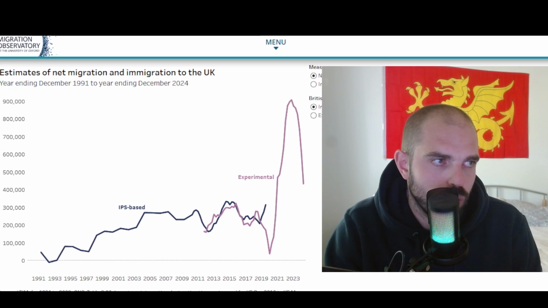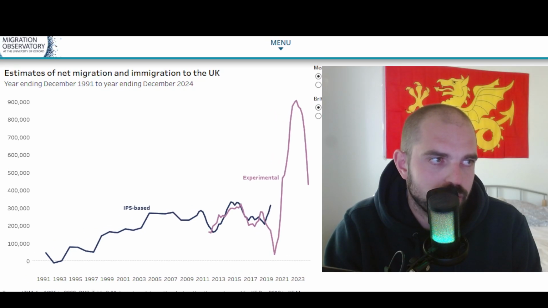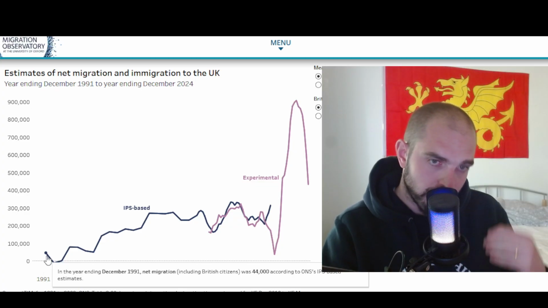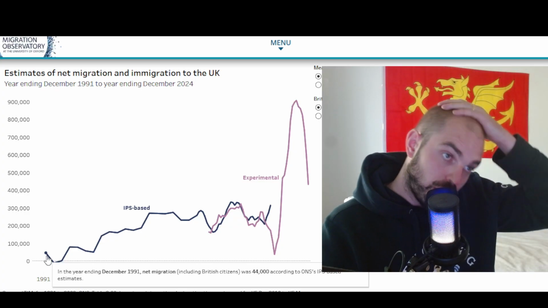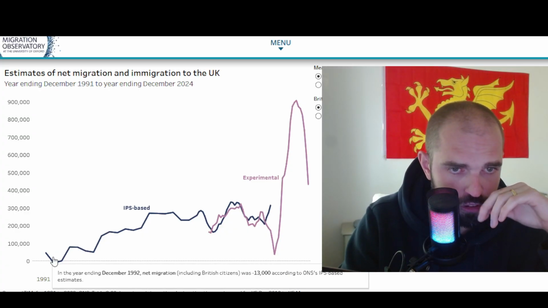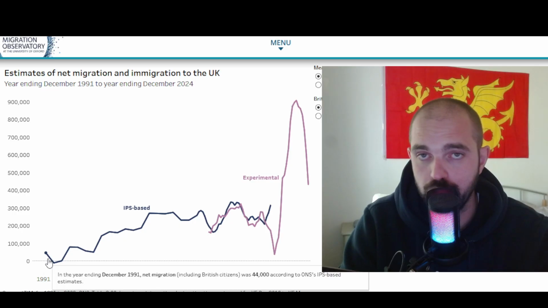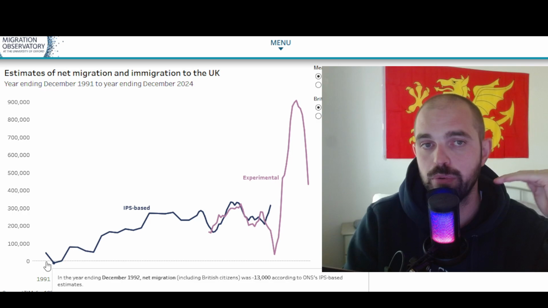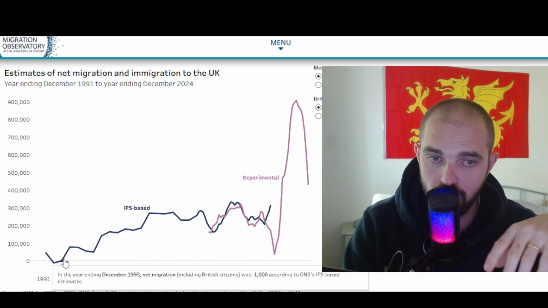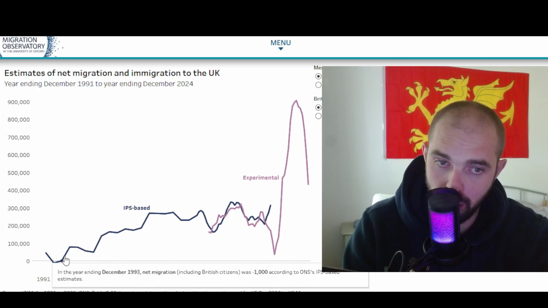So, what is this chart? This is estimates of net migration and immigration to the UK. This is just from 1991, so almost as long as I've been alive. If you have a look here, this is showing you net migration, which is the number of people coming in minus the people that leave. That's your net figure. So this does include people coming and people going.